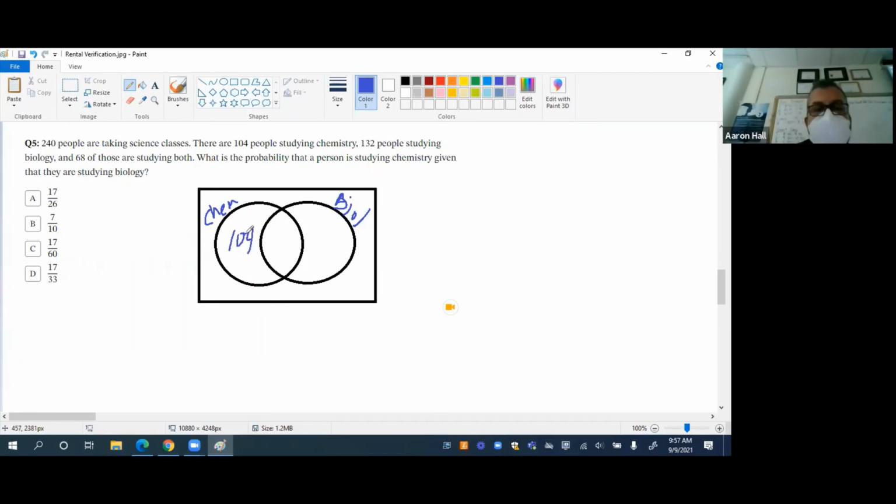No, because there's 68 studying both. So this plus this has to be 104, right? So that can't be right. So what if we work backward? Do you think that might be more helpful? Yeah, we know 68 are in both. So let's just put 68 in the middle. Now, if 68 is in the middle, does that help us figure out what goes here then?